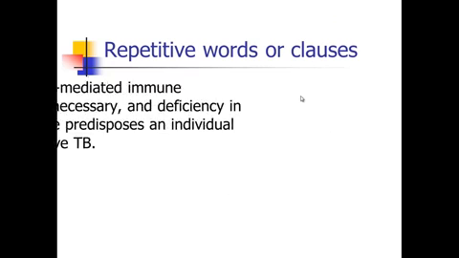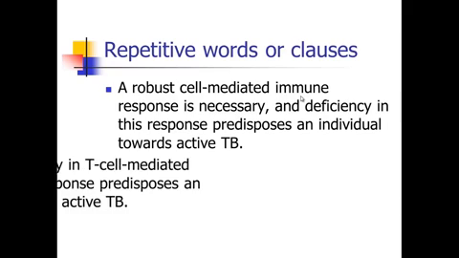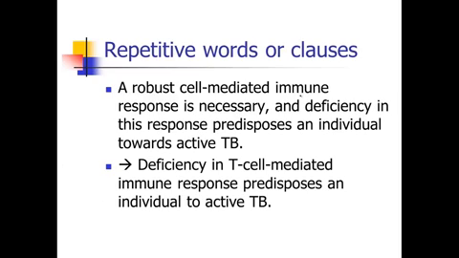Here's an example of some repetition. This is a repetitive clause. A robust cell-mediated immune response is necessary, and deficiency in this response predisposes an individual towards active TB. Notice how the two parts of that sentence really say the same thing. One says it's necessary, and the other says if you don't have it, you're more likely to get TB. So we can edit that and get rid of the repetition by just saying: deficiency in T-cell mediated immune response predisposes an individual to active TB. We didn't really need the first part of that sentence.